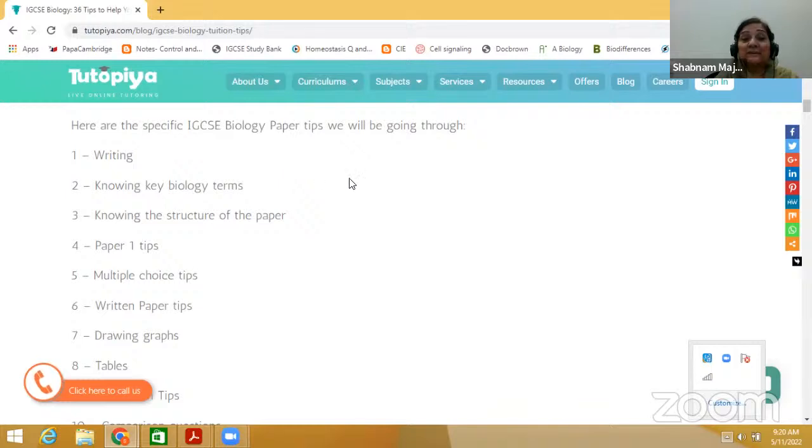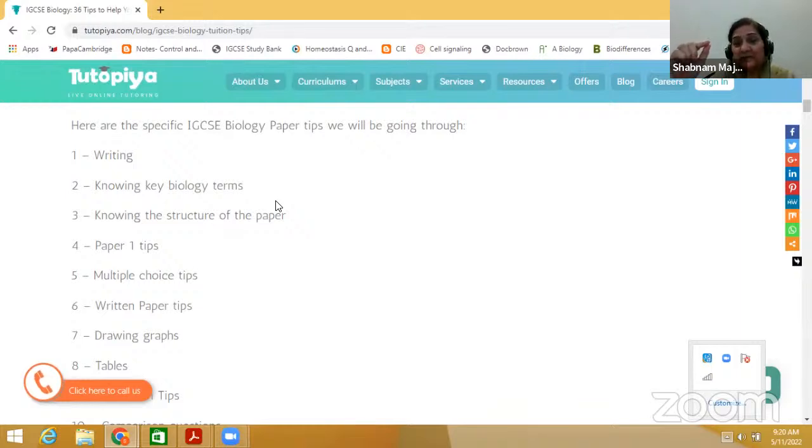Another very important tip is why writing is important. I'm going to explain why writing is important. Your expression, your writing is important: how to start your answer, and when you start your answer, how to explain why, because. So writing is very important. Knowing key biological terms is also very important.